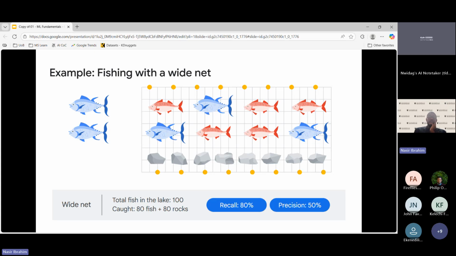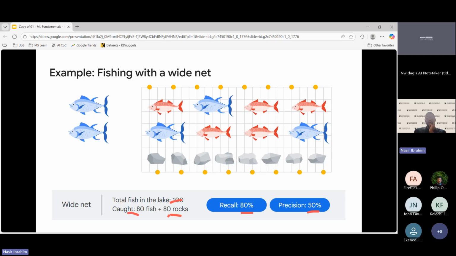This is just an example to show you how recall and precision are computed. Let's say you have 100 fish in a lake, and then you caught 80 fish and 80 rocks. What would be the recall? In this case, the recall would be 80% and the precision would be 50%.